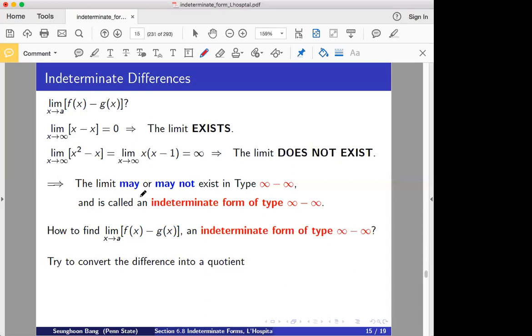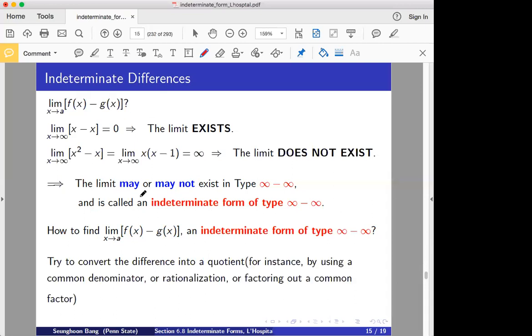Try to convert the difference into a quotient, for instance by using a common denominator, rationalization, or factoring out a common factor, so that we have an indeterminate form of type 0 over 0 or infinity over infinity. Then you can use L'Hopital's rule. This is the whole idea.